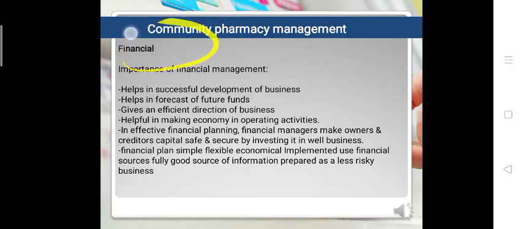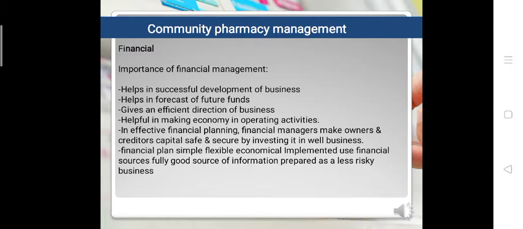Why do you need to do financial management? It helps in the successful development of the business. That is the first point which we can understand over here. It helps you in the successful development of your business. Whatever business you are doing, you need to have a successful development. For development, you need to maintain a good financial thing.